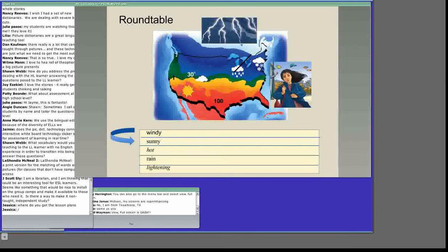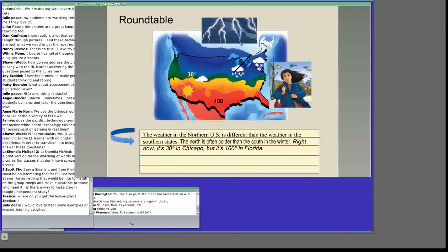But if I go to roundtable writing, the students are writing different sentences that would allow the students to pass that paper around, but still create a unified paragraph about the picture that they're seeing.